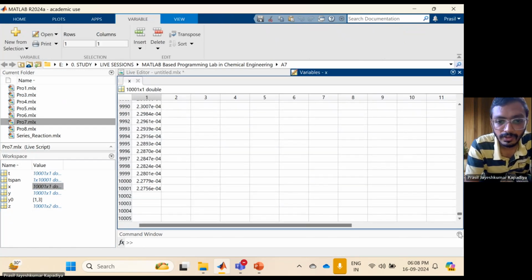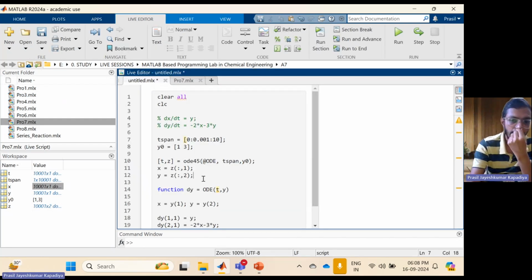Last value 2.275. So this is how we can manipulate this.